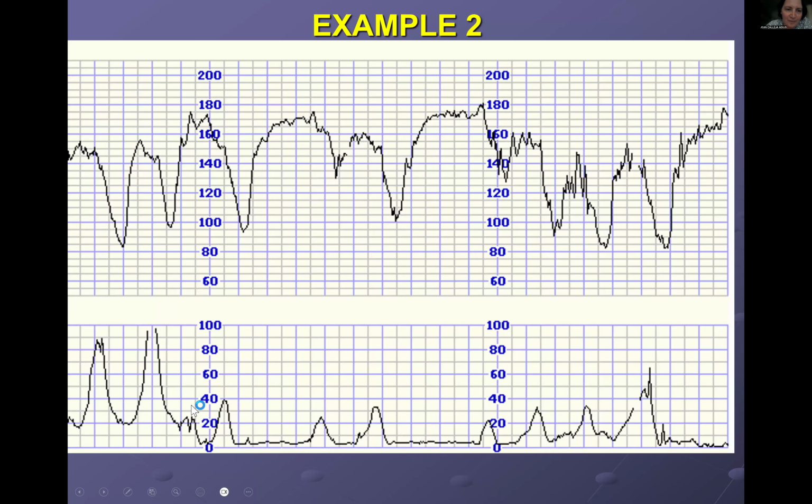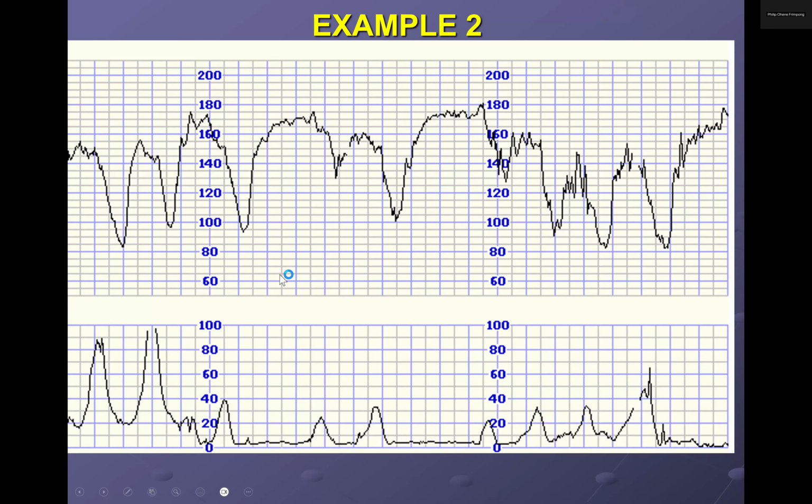Then the C, the contractions. So for contractions, I would say averagely about 3 contractions in 10 minutes. I agree with you. So that's 3 contractions in 10 minutes. Then the baseline rate.